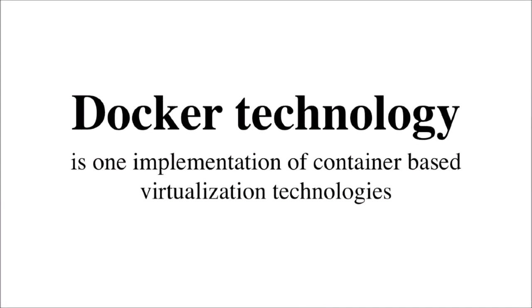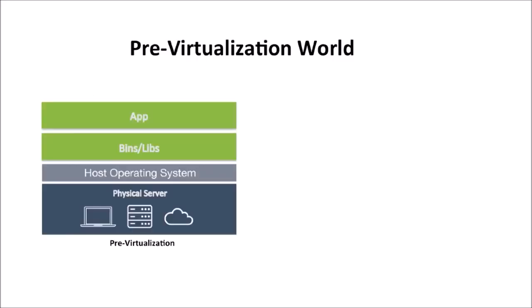Technically, Docker is one implementation of the container-based virtualization technologies. Let's take a look at how virtualization technology has evolved over time. In the pre-virtualization days, we were using big server racks. Underneath, we have the physical server. We install the desired operating system on it. Then we run the application on top of the operating system. And each physical machine would only run one application.